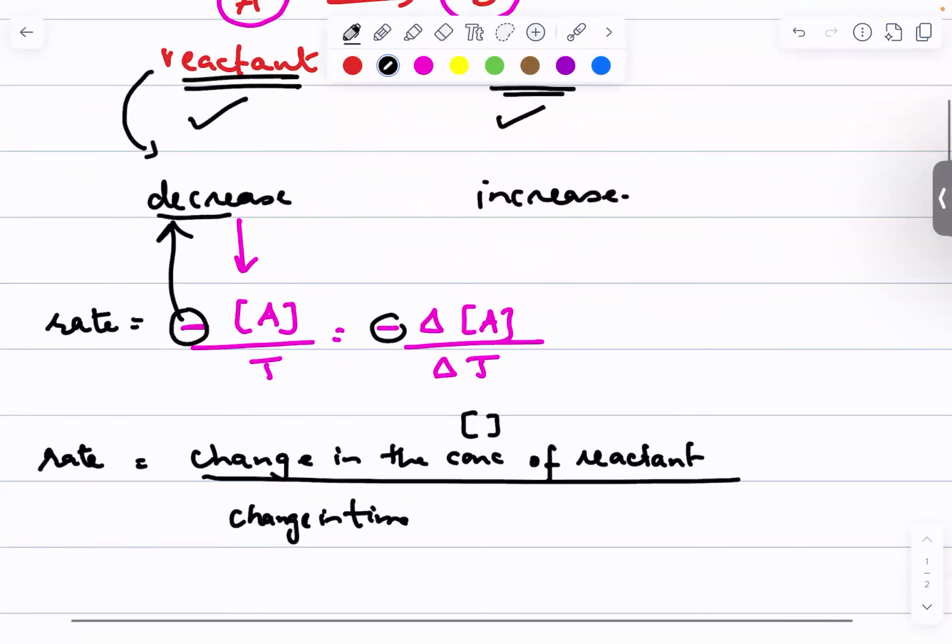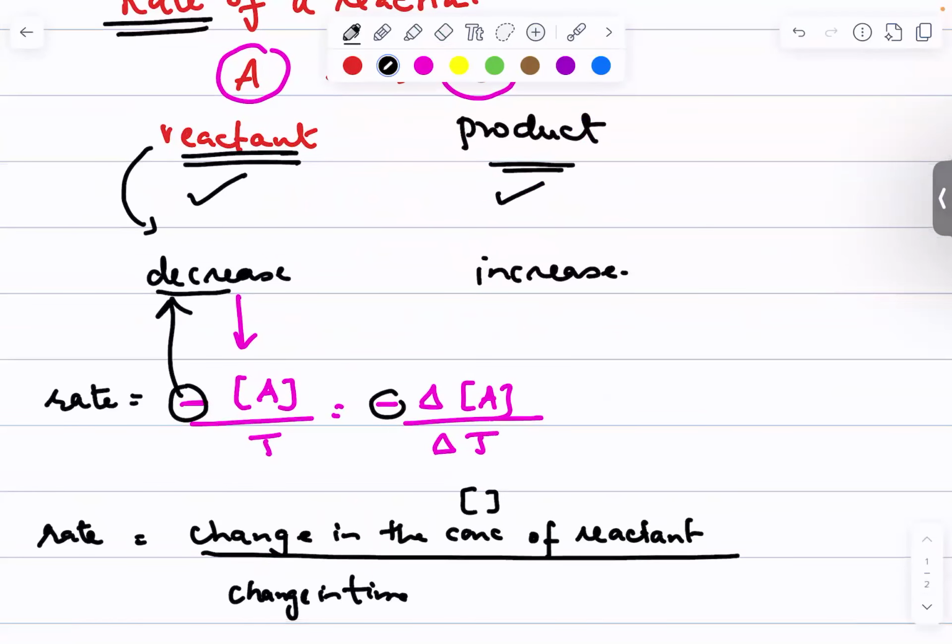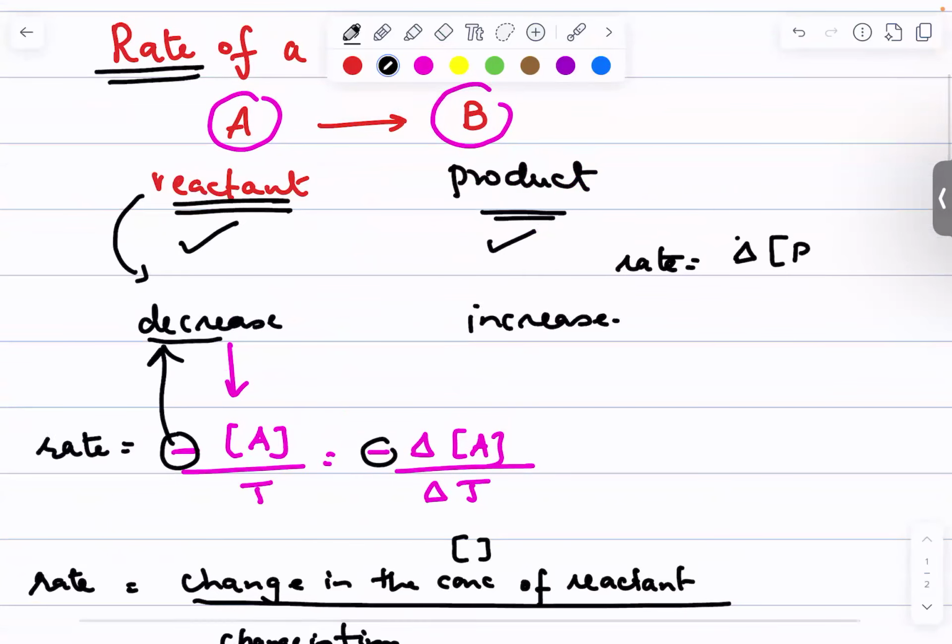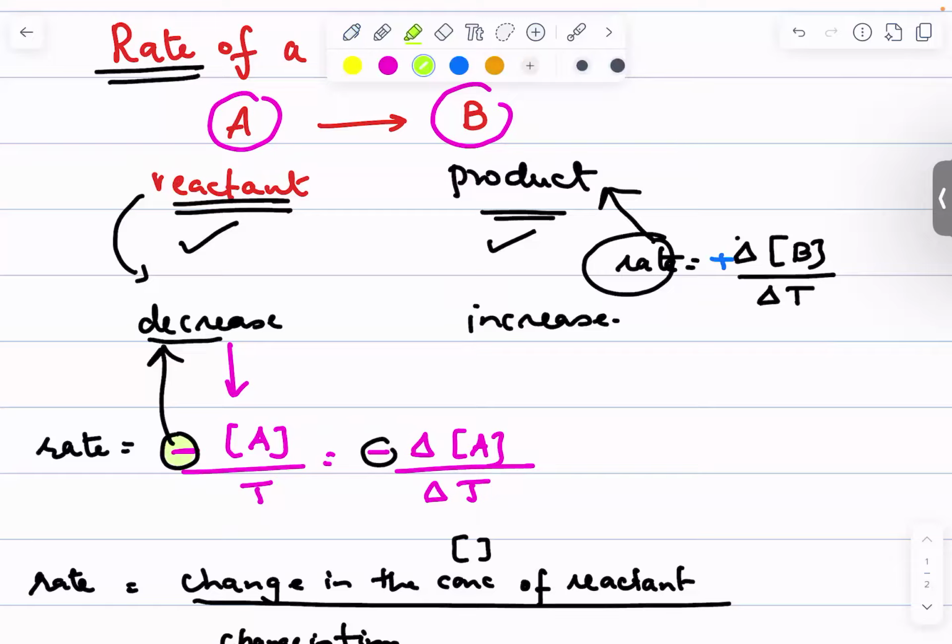Now, if I'm going to write the rate in terms of product, this would be rate is equal to change in the concentration of product, which is B, divided by the change in time. So this would be the rate in terms of product. I didn't put the sign of positive because it is understood that if I'm putting a negative sign here and I'm not putting any sign here, that means it is positive. Is it clear? Any confusion?